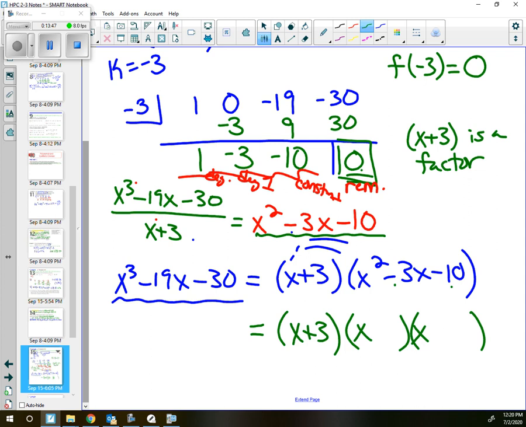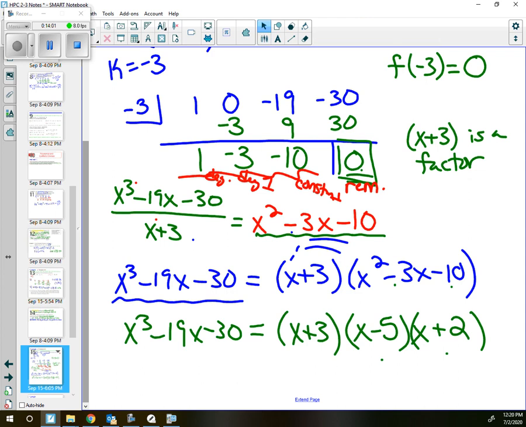So pause the video, write in your factors. So that would be minus 5 and then plus 2. So the remaining factors are x minus 5 and x plus 2. So this x cubed minus 19x minus 30 is equal to those three factors.